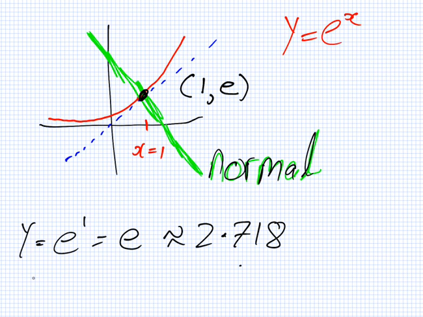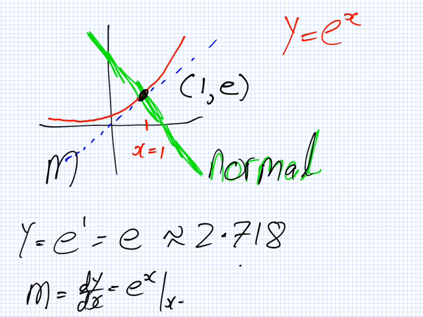So what is the derivative of x squared? 2x. But what does x equal? 1. So this equals 2. So now I have y equals 2x plus c.